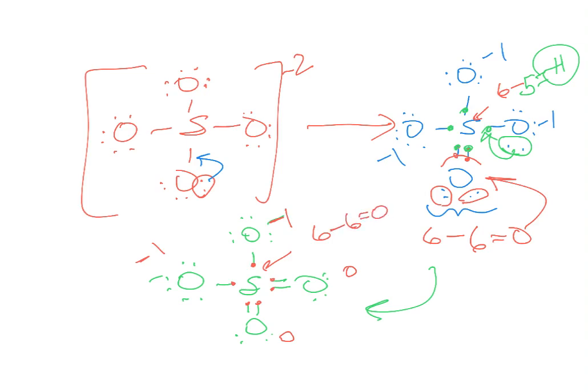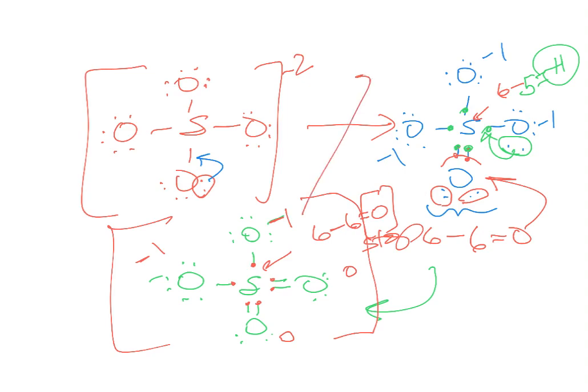All right, so once the central atom has a formal charge of 0, stop. It's not going to get any better than that. So this is the final acceptable, stable, best Lewis dot structure for the sulfate ion. And of course, it has resonance structures.